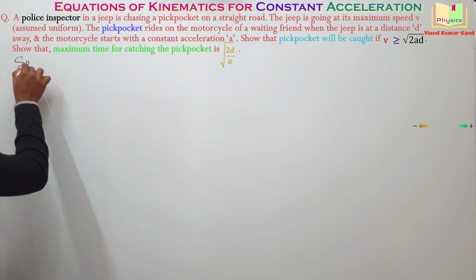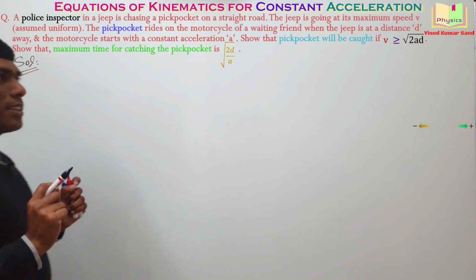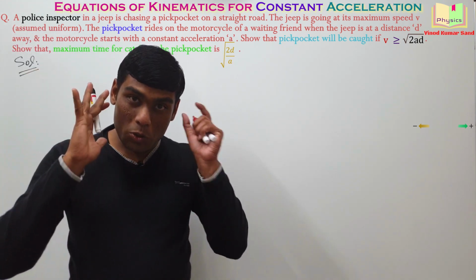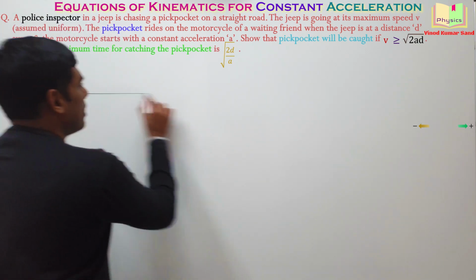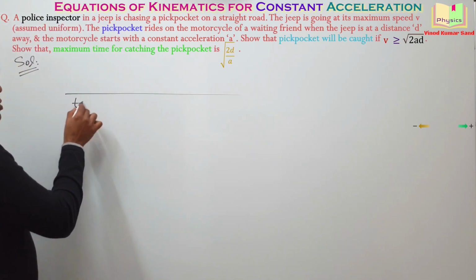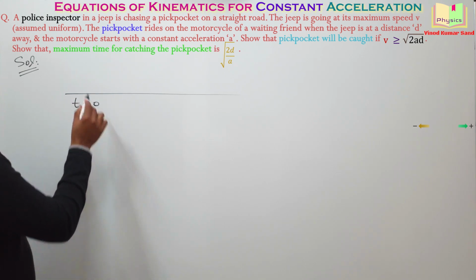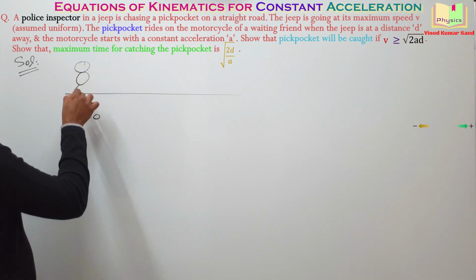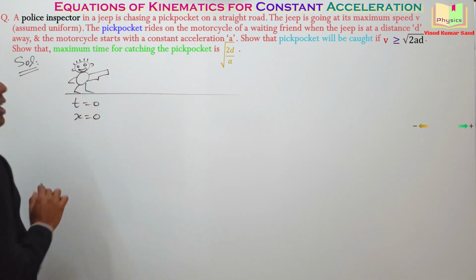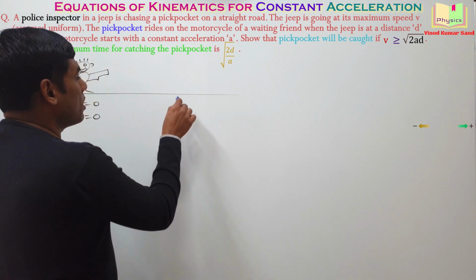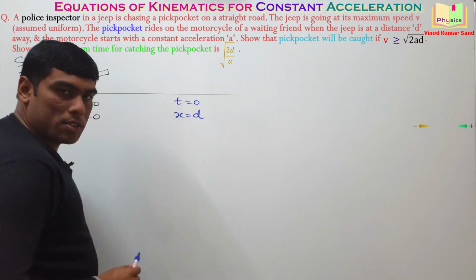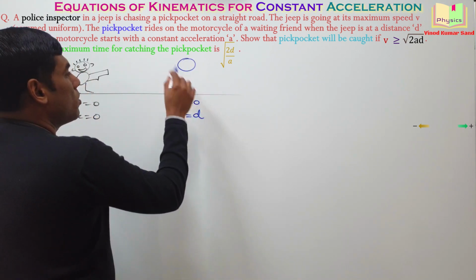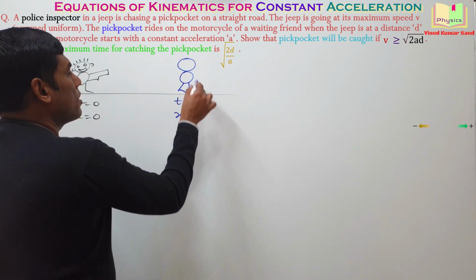As we had the tip that for starting the solution of all these questions, we should imagine the diagram. We should draw a diagram. So I'm doing that here. t is equal to 0. x is equal to 0. Let's say our policeman is here. And at t is equal to 0, the pickpocket is at x is equal to d. Pickpocket is d meters away. So this is the pickpocket.